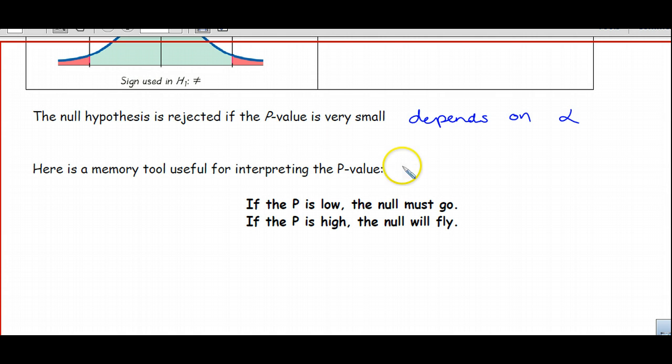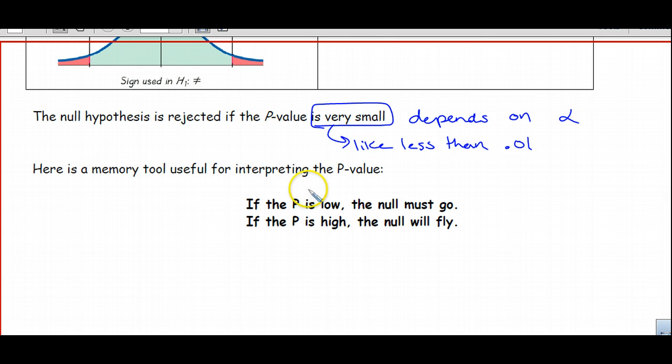So if it's less than alpha, then the p is low. And if it's bigger than alpha, the p is high. Now, if it's very small, the lowest alpha we would have is 0.01. So if it's very small, like less than 0.01, then it's definitely a rejection. But other than that, it depends on whatever alpha we choose, and our default is 0.05.